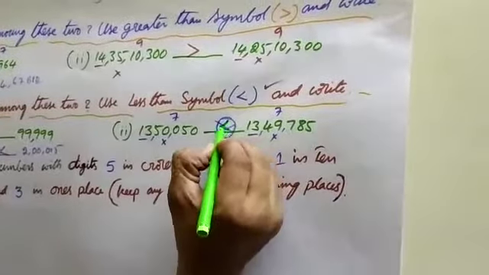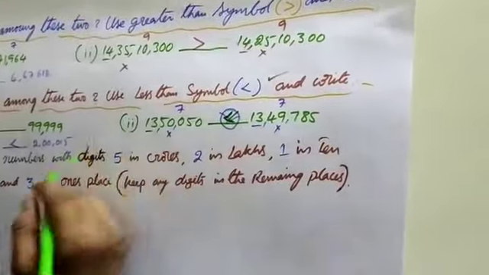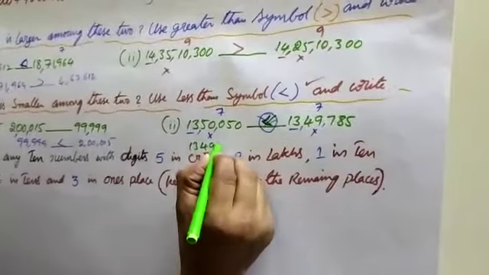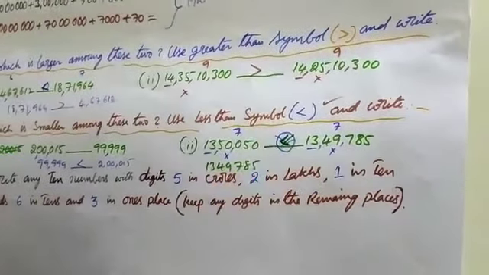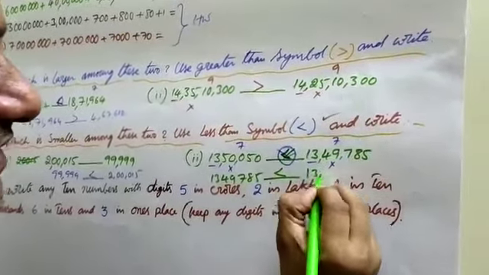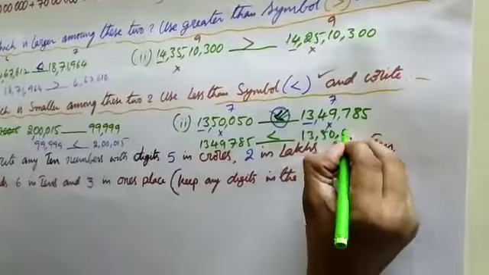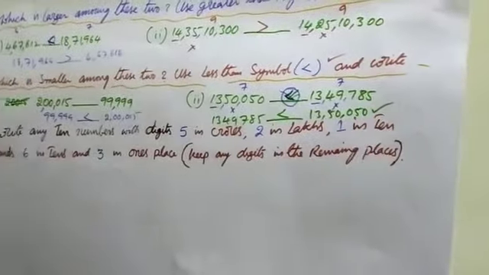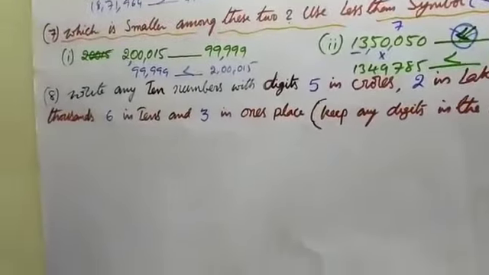See, this is not this. Like, change the number. Therefore, 13 lakhs, 49,785. Therefore, less than 13 lakhs 50,050. This is right.